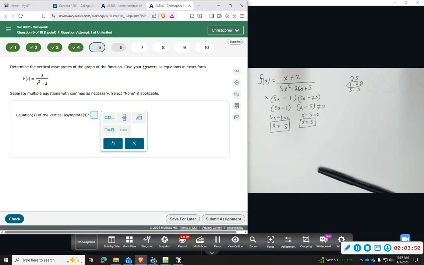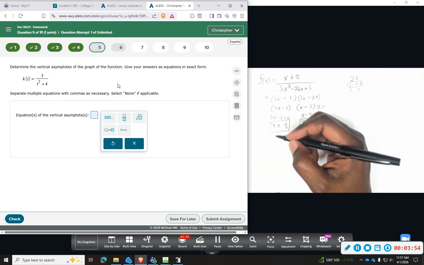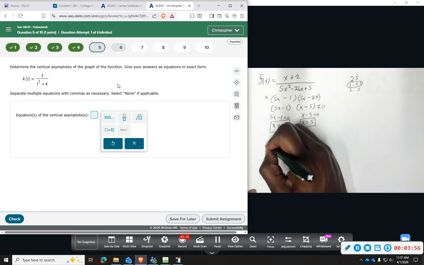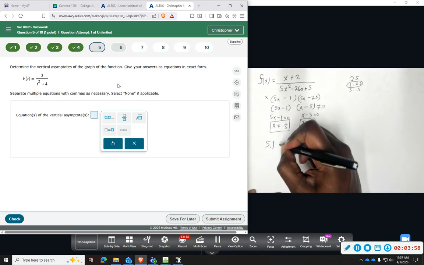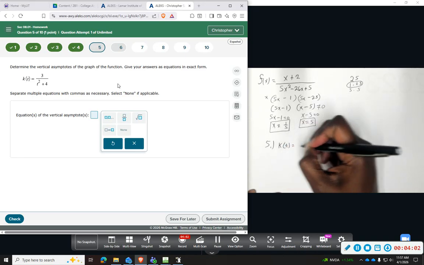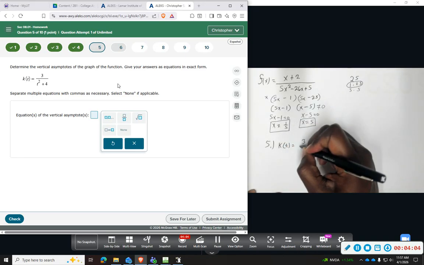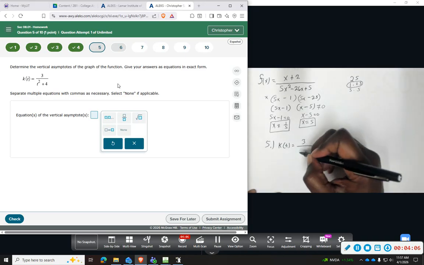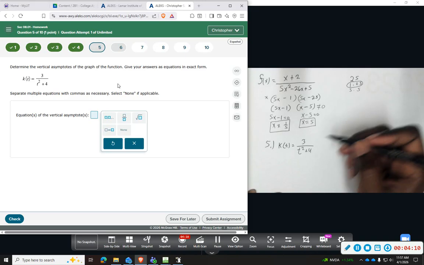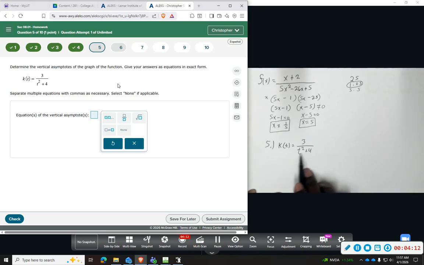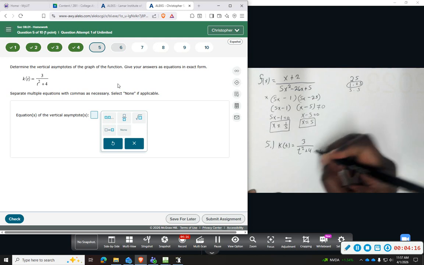We're going to determine vertical asymptotes of this function as well. So we are given k of t is equal to 3 divided by t squared plus 4. Can't factor this. This is not a difference of squares. It's a sum. So I'm just going to set the denominator equal to 0 and solve it.